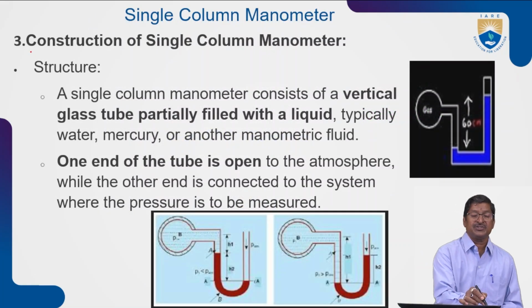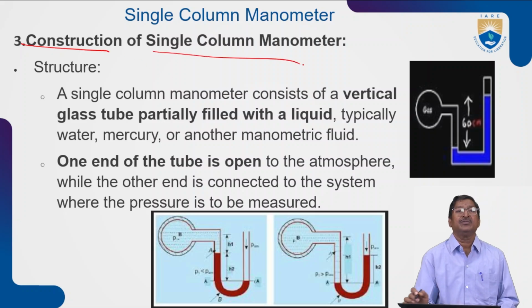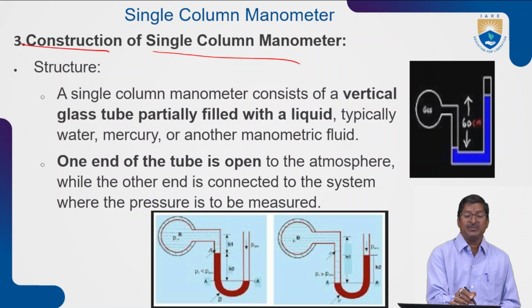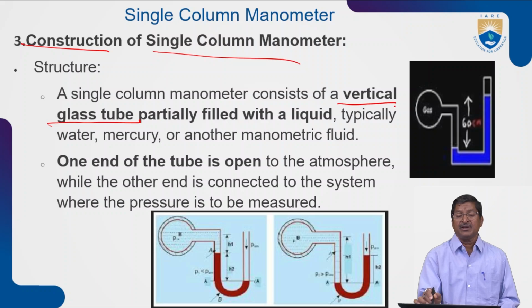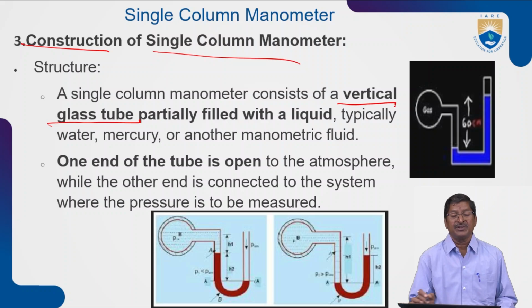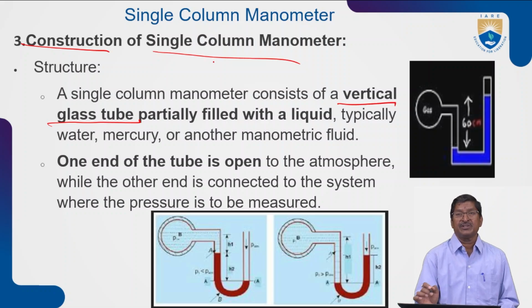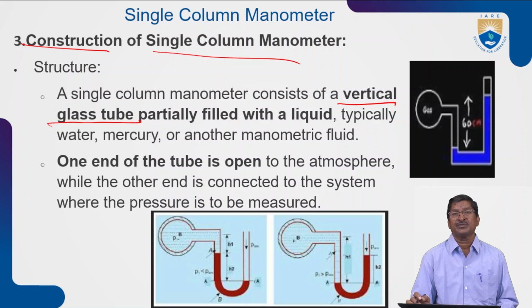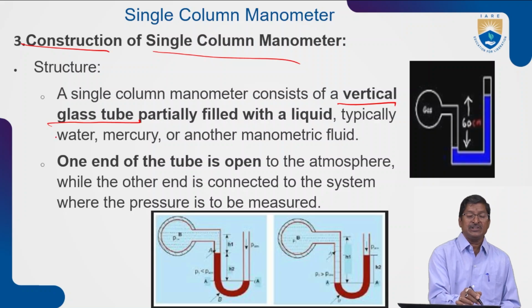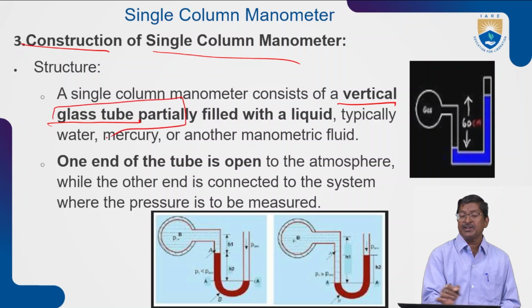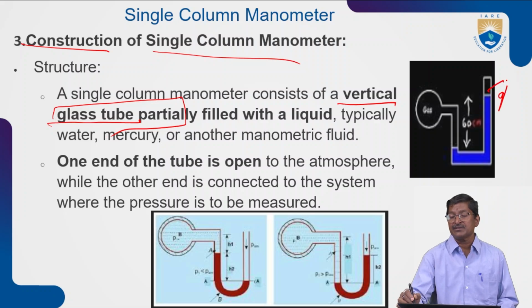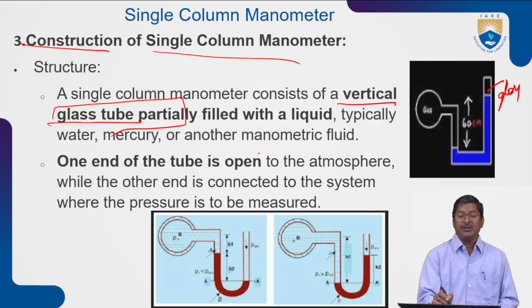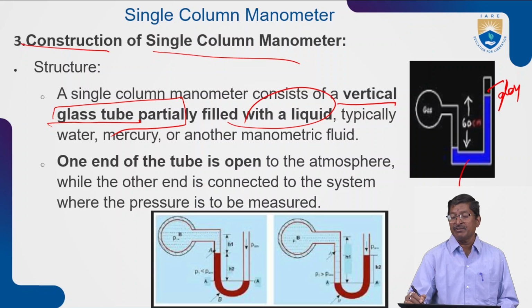So let's see the construction of a single column manometer. What is there in the construction? It is a vertical glass tube. In the name itself, a column is there, so that's why it is vertical. Vertical means column, glass tube. So this pipe is glass, filled with a liquid.